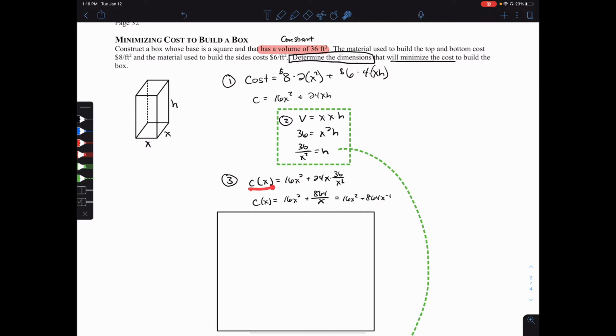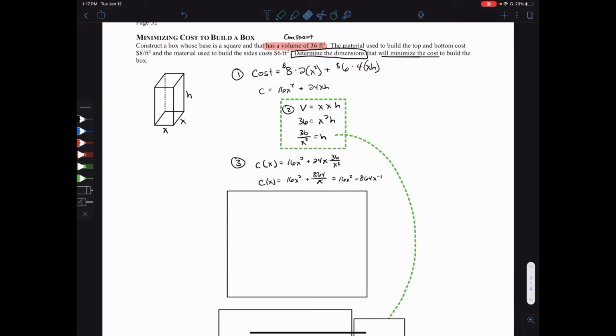So the cost function is going to be 16x squared plus 24x. We replaced h with 36 over x squared. We can simplify this a little bit. 24 times 36 is 864, and we can cancel an x from the top and the bottom. We get 864 over x. And so I can use the power rule. I'm going to rewrite this as 864 times x to the negative 1.